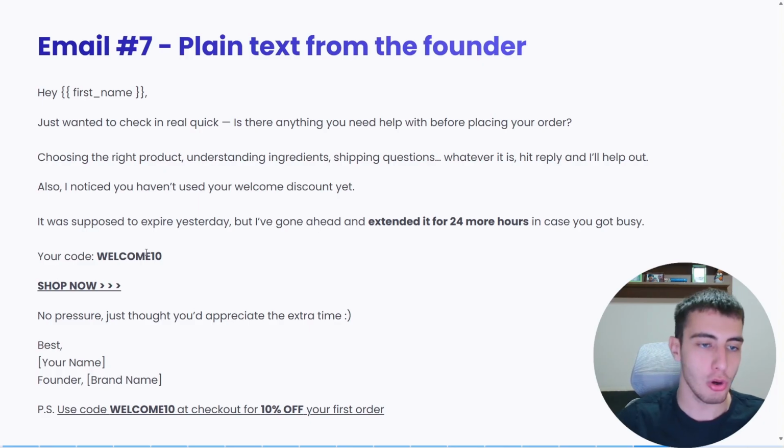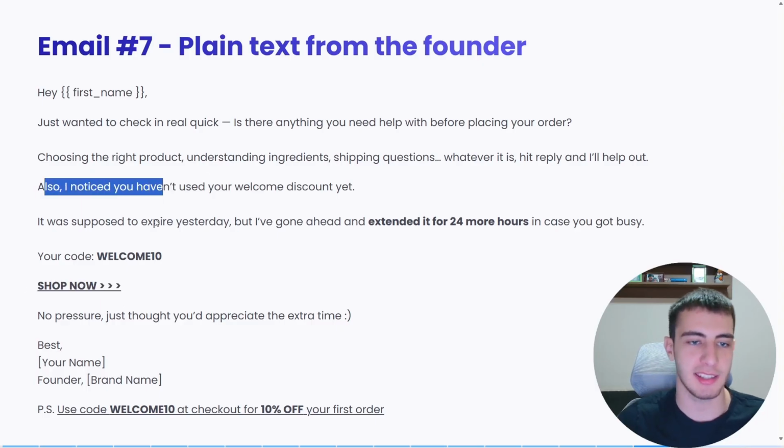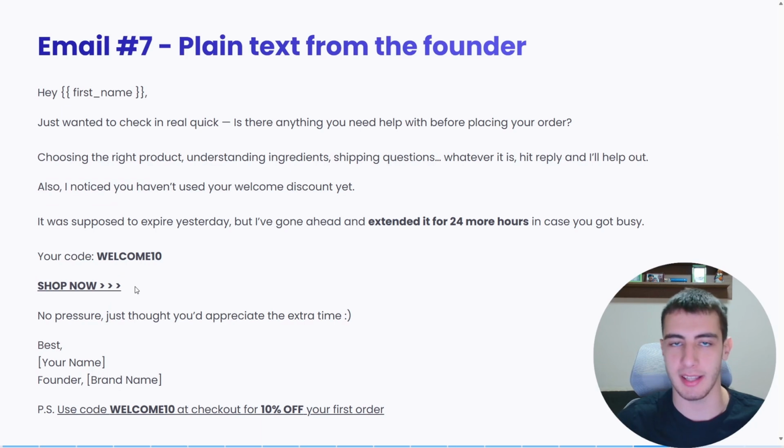Anyway, your code, welcome 10, shop now. You're just reminding them of the code. You're giving them a CTA. Again, this CTA, I would just make it bigger. So if this font is size 16, make this size 18, just to make it stand out more, because that's the whole point of the email. No pressure, just talk. You'd appreciate the extra time. That's it. So you're going to sign, and then the PS section.